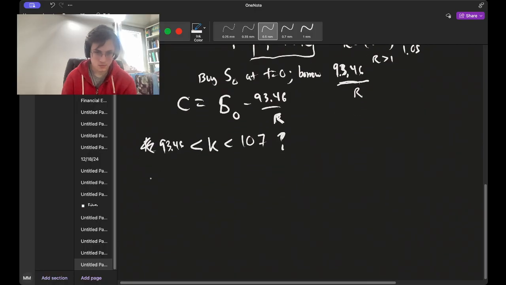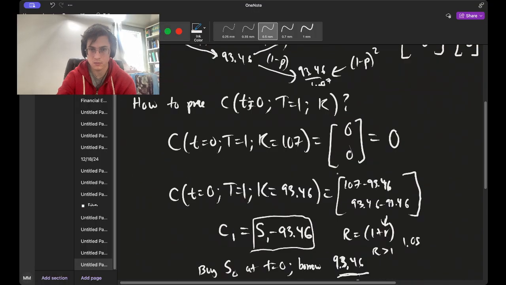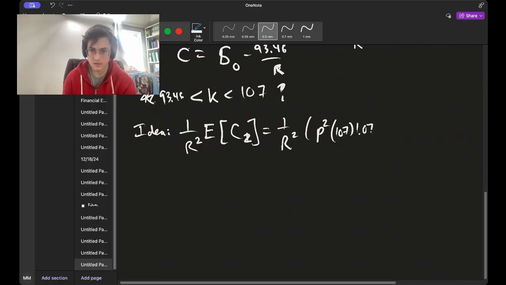So what if it's just this 1 over r multiplied by the expected value of C1, the future cash flow, over all the possibilities? Or in this case, I did 2, so let's say we're discounting it over r squared instead. So this should just be p squared multiplied by the price of the stock, 107 times 1.07, minus the strike price K. And then plus 2p, 1 minus p, then 100 minus the strike price K.